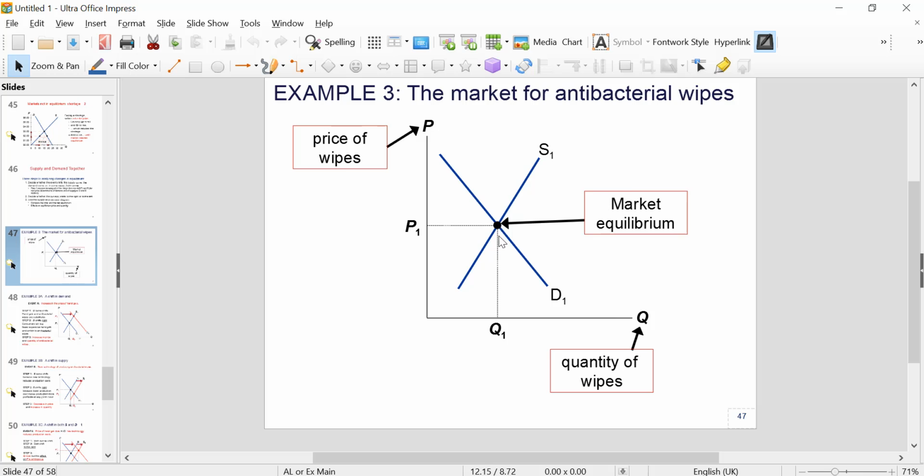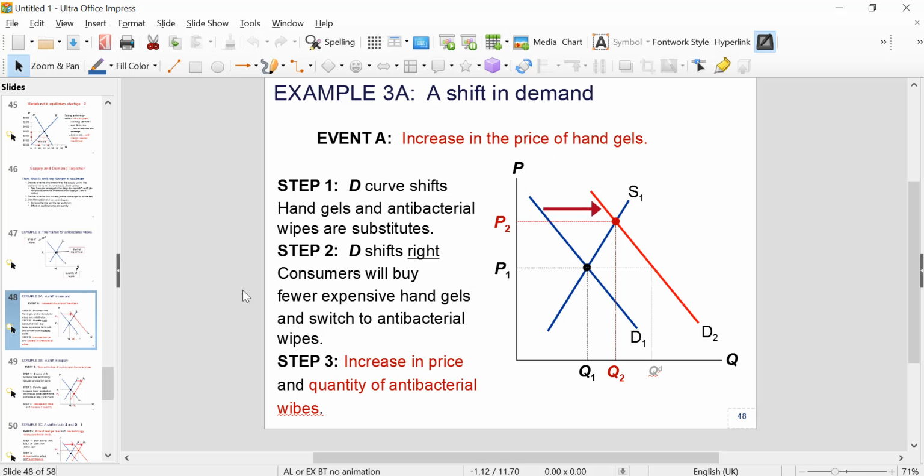Market equilibrium is at this point where P1 and Q1 are shown. Let's move on. We know that the antibacterial wipes and hand gels are substitute goods. So if the price of one of these products increases, the demand for the other product increases. Let's start with event A here.